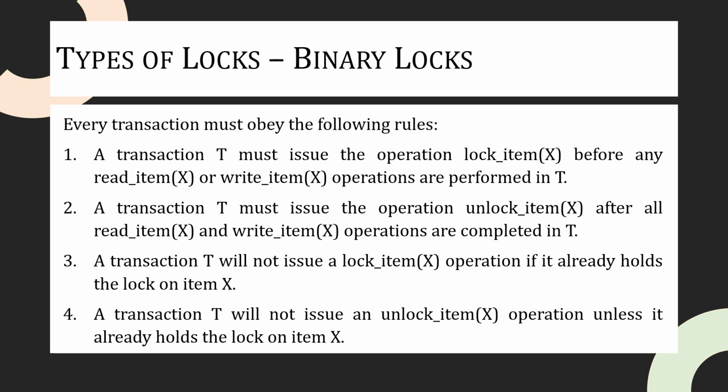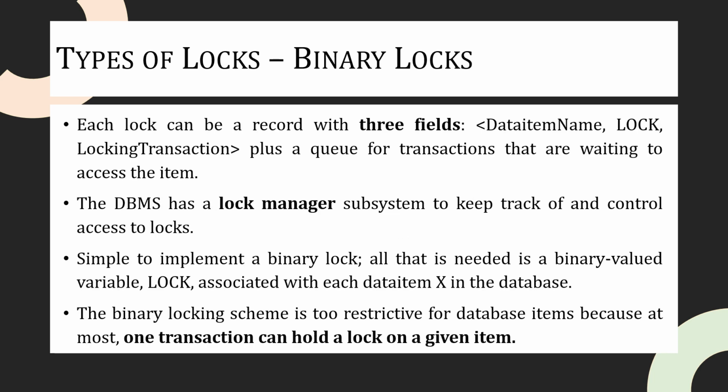These are the four rules that every transaction must obey in binary locking. Before any read or write operations, it must issue the lock item of X operation. After all read and write operations, it must issue the unlock item of X operation. T1 cannot issue a lock item of X operation if it already holds the lock on item X. It cannot issue an unlock item of X operation unless it already holds the lock on item X.